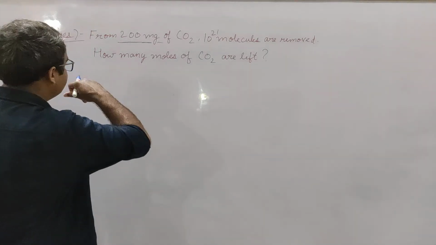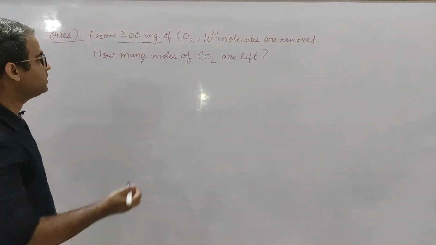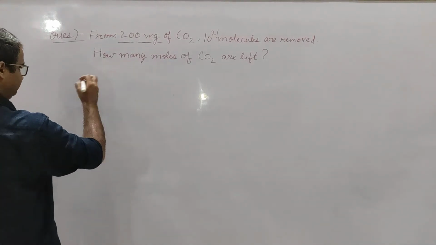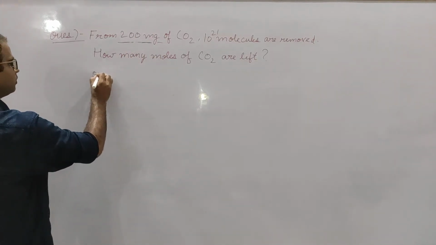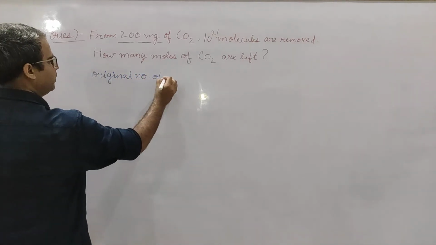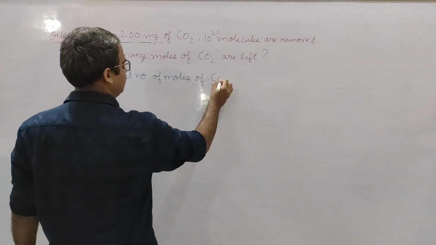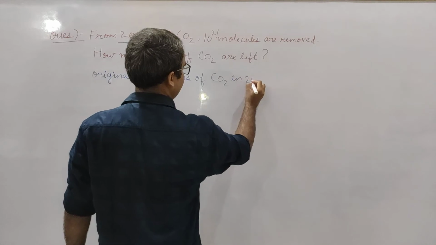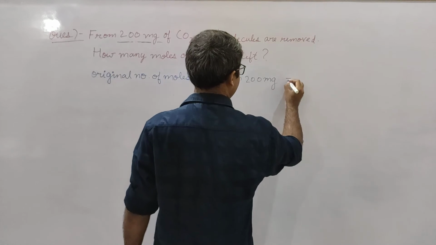So first what we will do in this question, we will convert this given mass of CO2 into moles. We will see how many moles of CO2 are there in 200 mg of CO2. So now this is the original mass, so we will say that the original number of moles of CO2 in 200 mg, how much will it be?